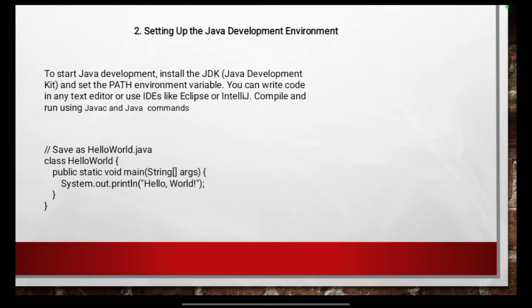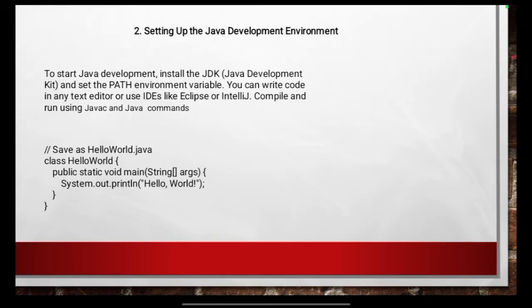In Java, everything runs inside a class because Java is an object-oriented language. The class is the blueprint from which objects are created. public static void main(String[] args). This is the main method. Let's break it down. Public. It is an access modifier, meaning this method can be accessed from anywhere. Static. It means the method belongs to the class itself and not to objects created from the class.